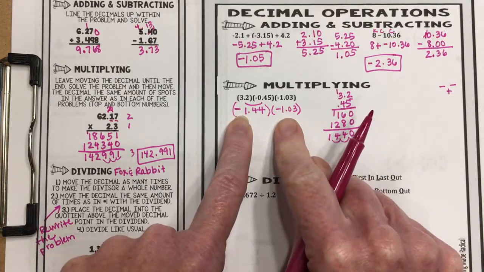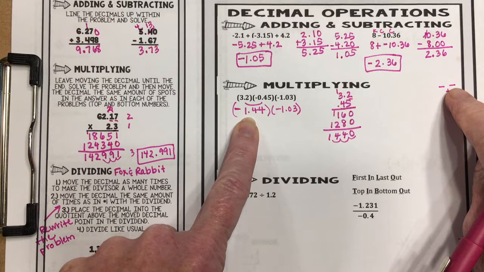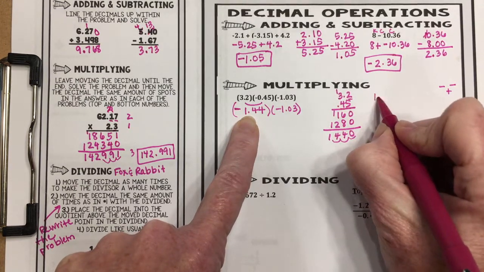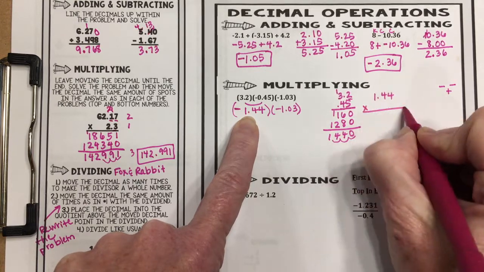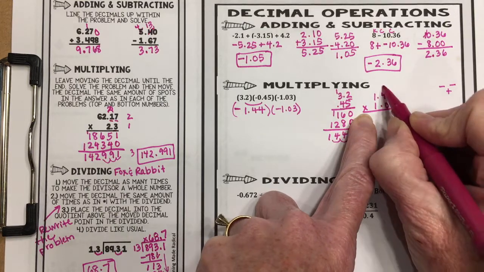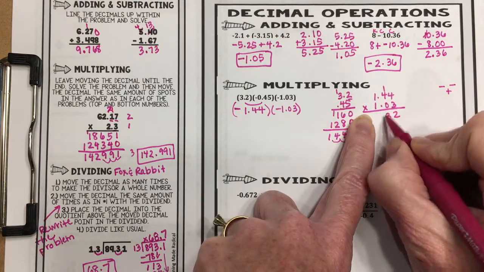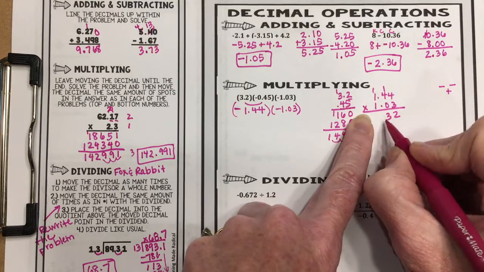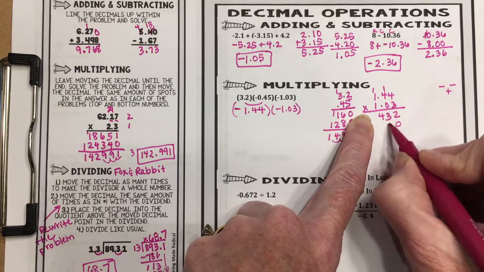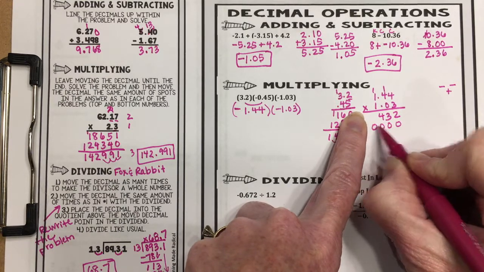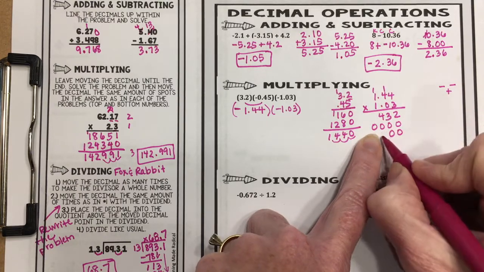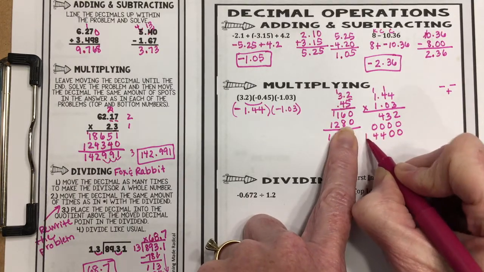All right, so a negative times a negative, those are the same signs, a negative times a negative. So I can see that my answer is going to be positive, but I'm going to multiply like normal. All right, so 1.03 and 1.44. 3 times 4 is 12. Carry your 1. 3 times 4 is 12 plus 1 is 13. 3 times 1 is 3 plus 1 is 4. Start with a 0, and then I'm going to do 0 times 4, 0 times 4, 0 times 1. When I start my third row, you have to start with 2 zeros, and then 1 times 4 is 4, 1 times 4 is 4, 1 times 1 is 1.